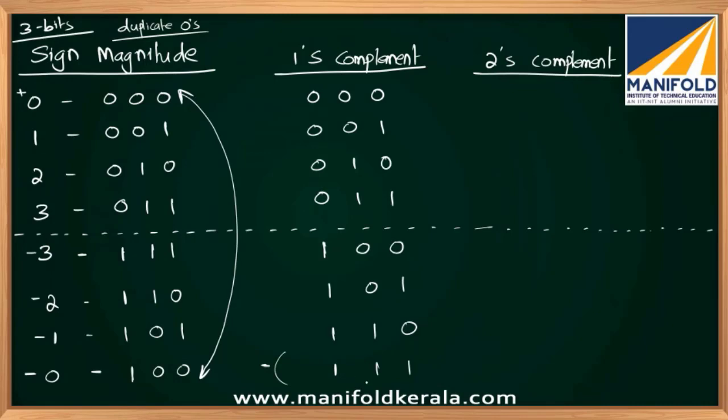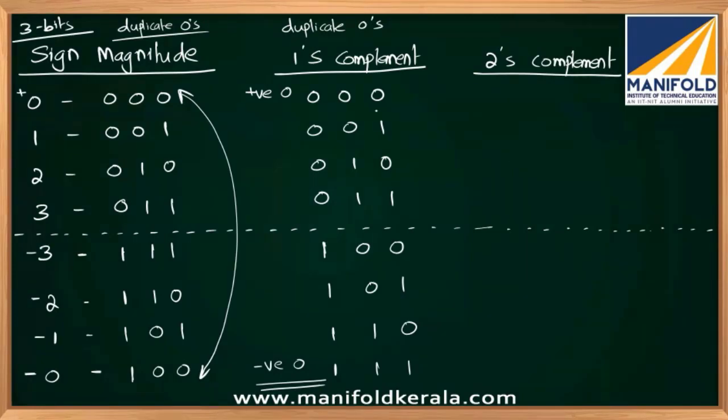And if you want to get the magnitude of this number, you take the ones complement of this number. What is the ones complement of 111? The ones complement of 111 is 000. And that is the magnitude. So this also represents negative 0. So even in ones complement, that problem is still persisting. In sign magnitude form, there were 2 representations for zero. Even in ones complement form, there are 2 representations for zero. So this is positive 0, this is negative 0, which is totally unwanted. So here also you have duplicate zeros.